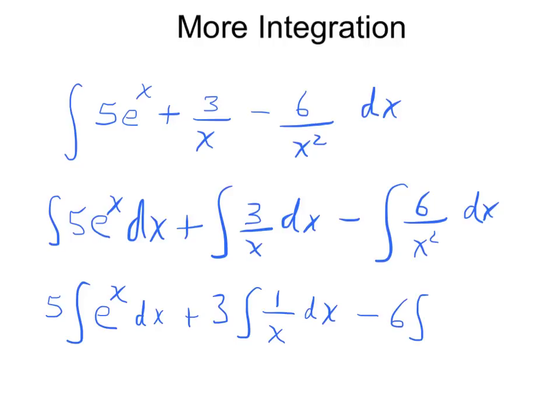I could write 1 over x squared, but I'm actually going to write it as x to the minus 2 dx. So you actually need to recognize 1 over x integrates to log, it's a special one, but any other power of x on the bottom you just integrate as normal. So let's shrink all of this down.